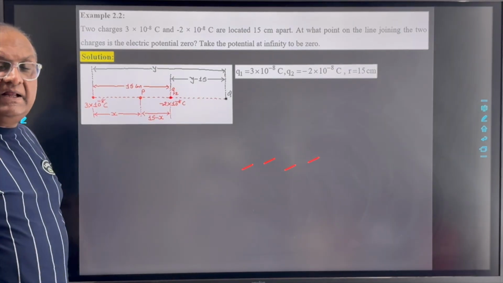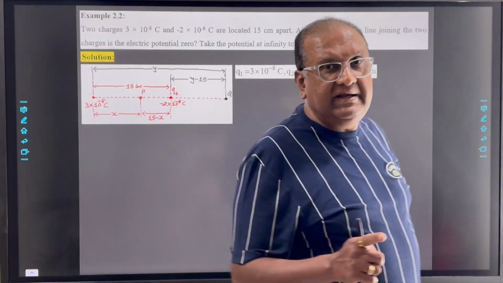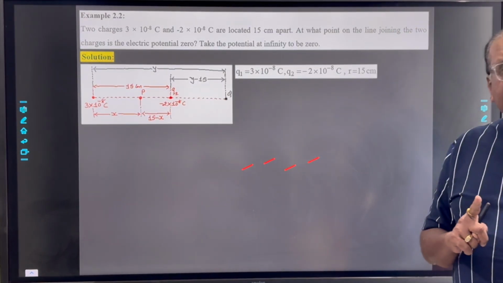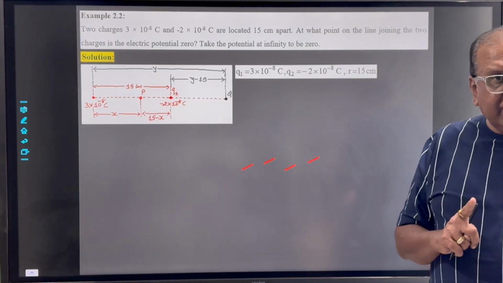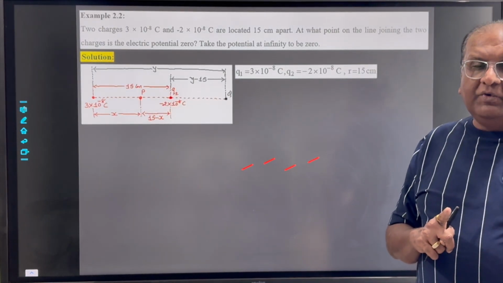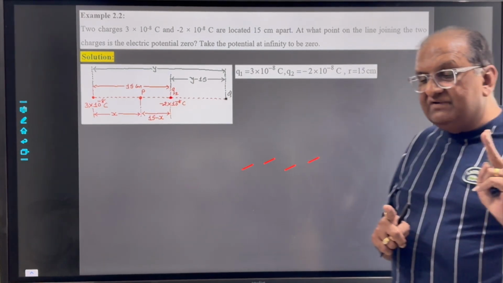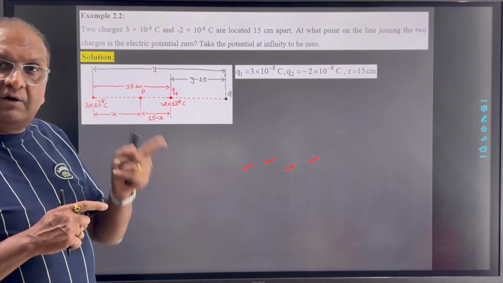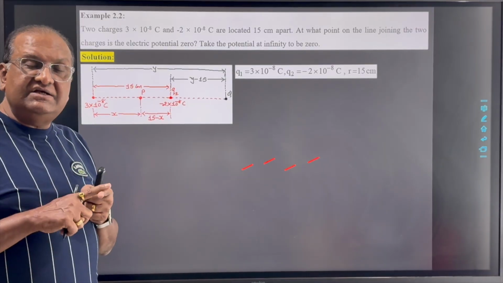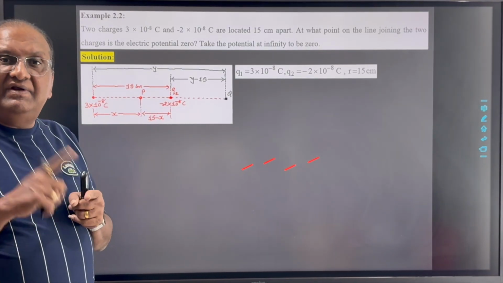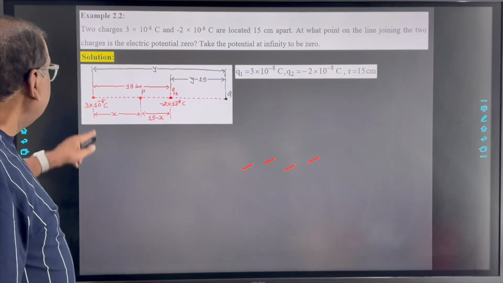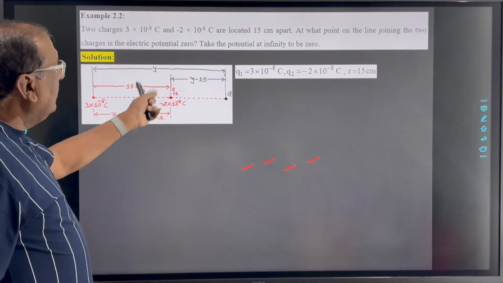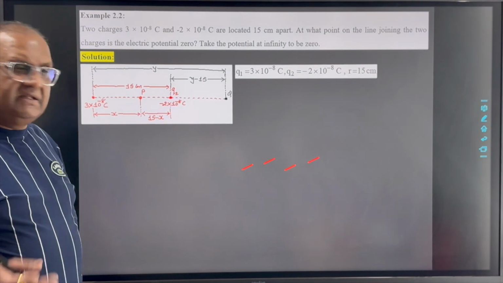Here electric potential is a scalar quantity. For a positive charge, the potential is positive. For a negative charge, the potential is negative. So here you will get 2 points where the net potential will be 0. One point will be between the two charges and another point will be outside these two charges. But outside, that point will be close to the smaller charge. Magnitude-wise, the smaller is this one. So outside these charges, on the right hand side, you will get another point.